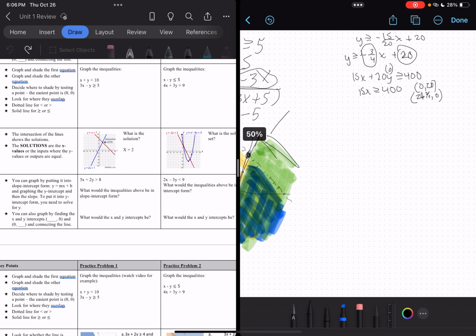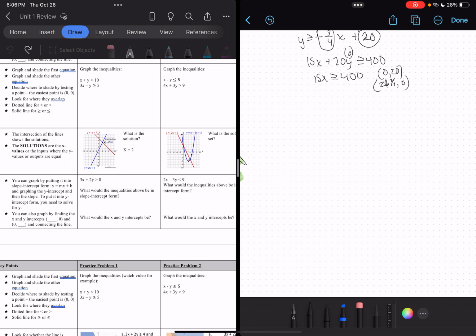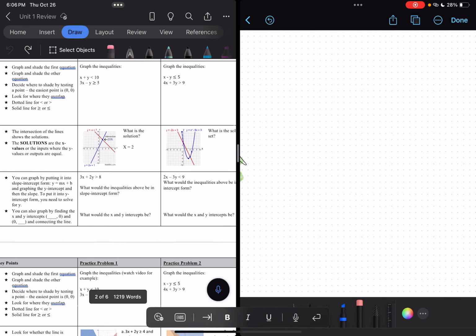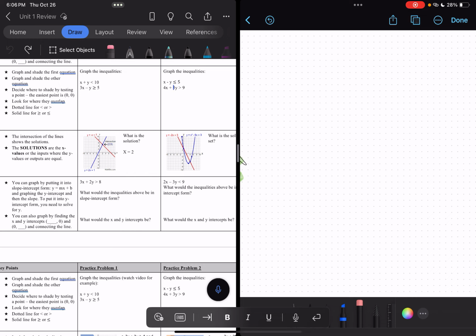Let's take a look at the other one. If we look at this equation right here, then we have x minus y is less than or equal to 5. Now, I can go ahead and subtract x from both sides, and I'll get negative y is less than or equal to negative x plus 5. And then I can divide or multiply by negative 1 and get y is greater than or equal to x minus 5. Okay, that's one way to do it.